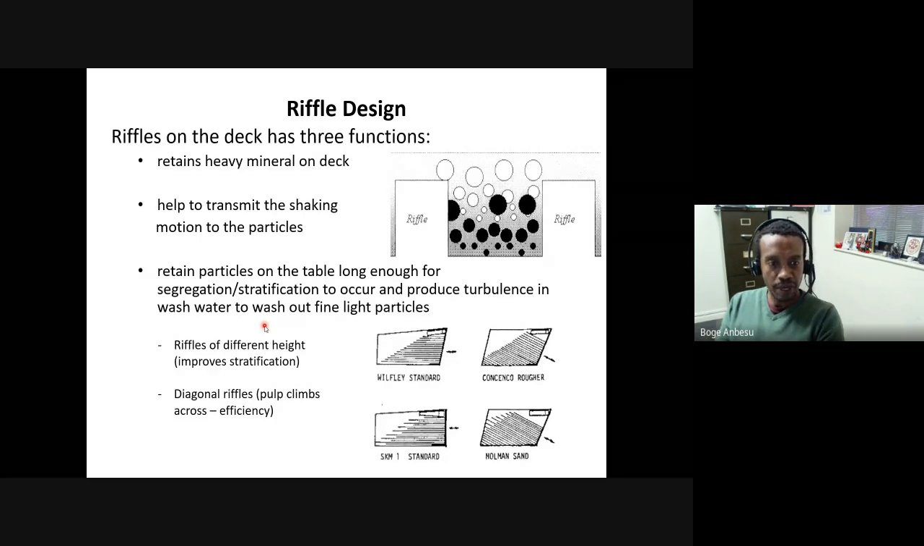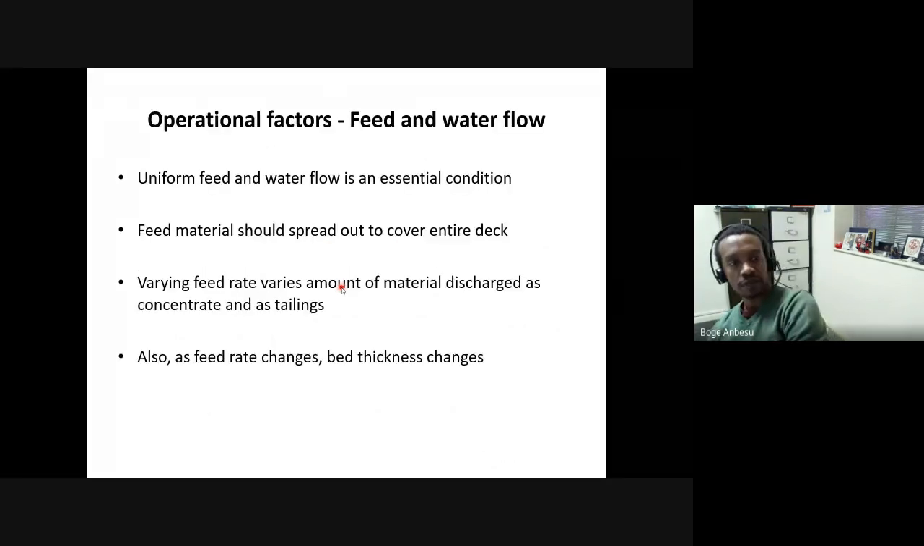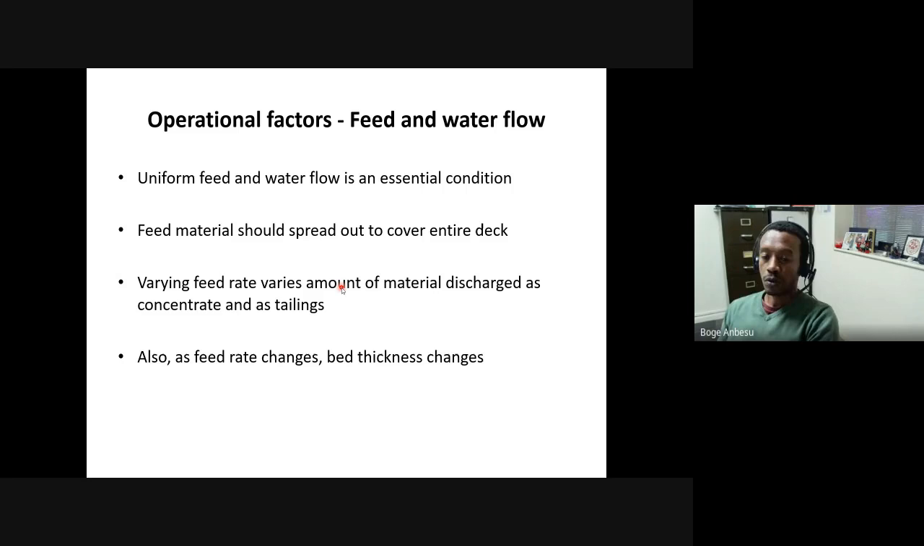Okay, and also how deep the riffle is will also affect the segregation of particles. So if riffles are deeper, obviously they can retain more particles inside, and it can allow for more segregation to happen, or more stratification to happen, if you like. Okay, so these are some of the things that you can consider. So how deep, how long on the table, and things like that to optimize performance. So obviously, the more riffle you have on the table, or the deeper riffle you have on the table, you should produce a higher grade concentrate because you give particles more opportunities to stratify.